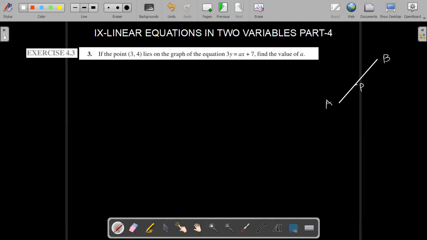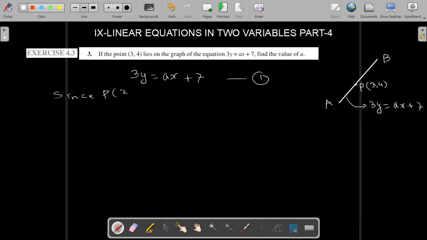But if the point P lies on this line, here it is given that this is the point which lies on this line, and its equation is 3y = ax + 7. So remember always, whenever any point lies on the equation, it will satisfy that equation. Means we can replace x = 3 and y = 4 in this equation, because this point always satisfies this equation.